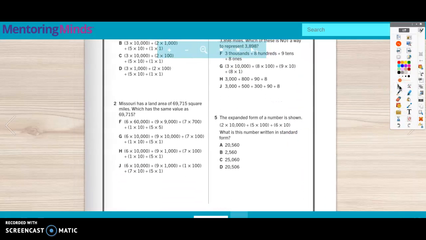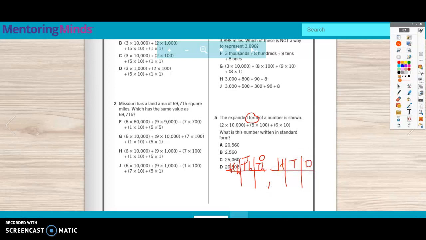Last question. The expanded form of a number is shown here. Okay, this is wrong. That should be expanded notation. But anyways, what is this number in standard form? Again, guys, use your place value chart. That is your best friend when you do any place value question. 100,000, 10,000, 1,000. And then HTO, comma here.